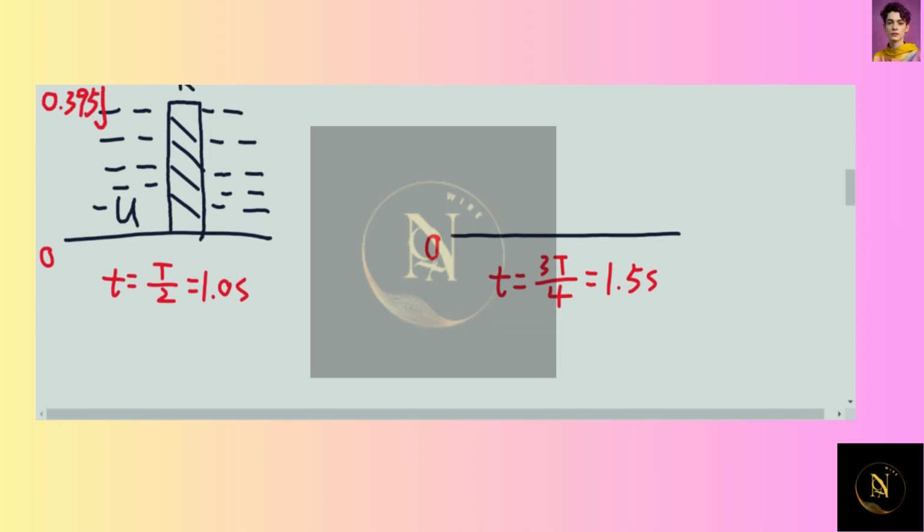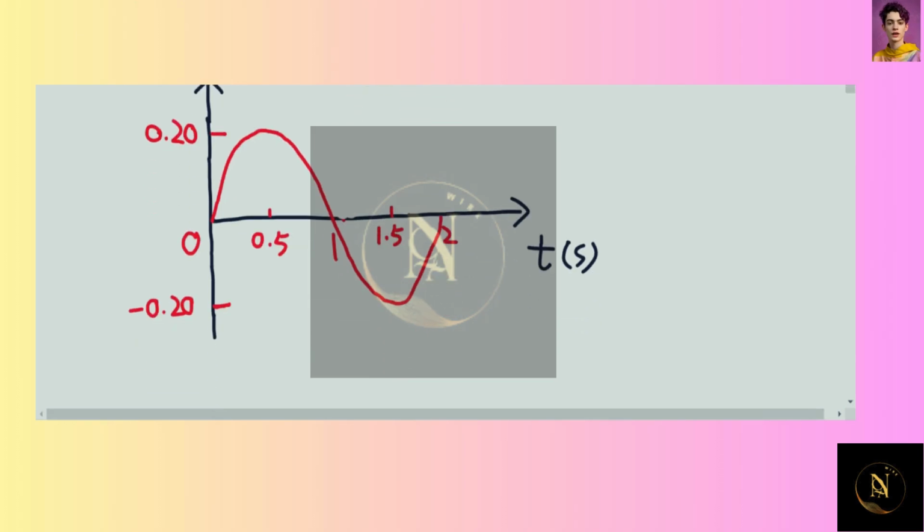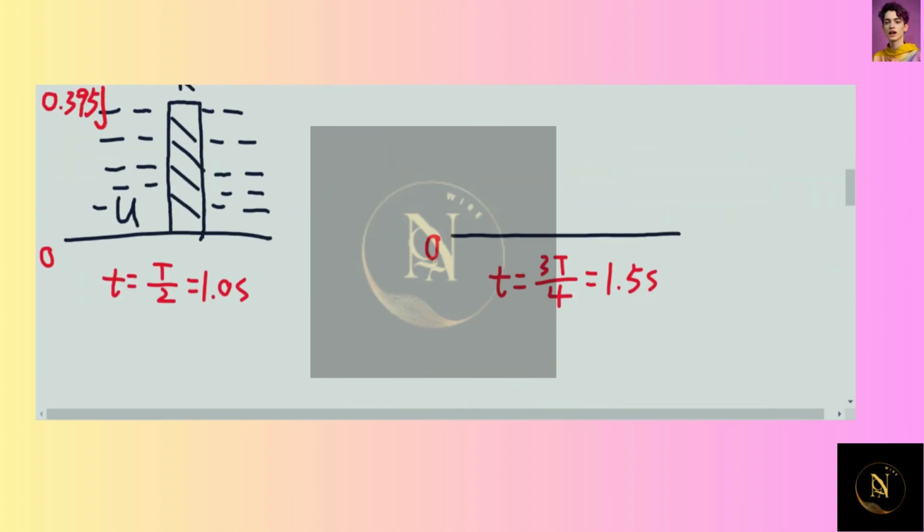And now let's look at when the time is equal to 3/4 of the time period, which is 1.5 seconds. So at 1.5 seconds, the displacement becomes the maximum displacement again, okay? So therefore, the potential energy at this point is equal to the total energy of the system, and kinetic energy is equal to 0. So therefore, it should look something like this.